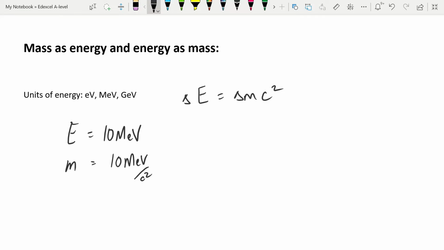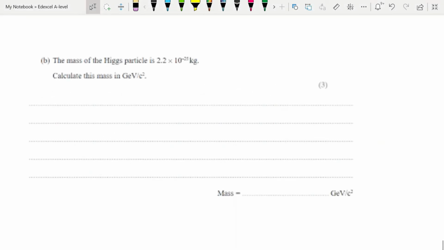As an example, we won't go with 10 megaelectron volts, we will look at what has actually come up in a past paper before. The mass of the Higgs particle is 2.2 times 10 to the minus 25 kilograms; give this mass in gigaelectron volts per c squared. What they're really saying to you here is, give us the gigaelectron volts energy equivalent of this mass. What is its energy equivalent? We're going to put it into Einstein's equation, find its joule equivalent, and then turn that into gigaelectron volts. And that we'll be able to say is its mass equivalent. So, put down our equation.